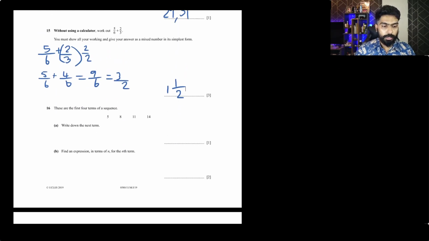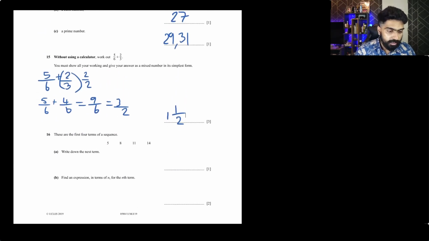Now let's go to the next one right here. So these are the first 4 terms of the sequence. Write down the next term. So if you take a look at it, guys, from here to here to here to here, it is adding by 3, right guys? So the next term will also add by 3. Now 14 plus 3 will give us 17, right guys? So the answer is 17, all right?